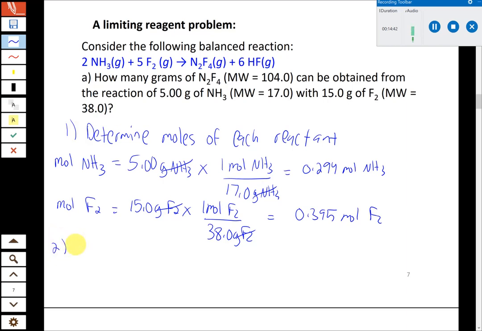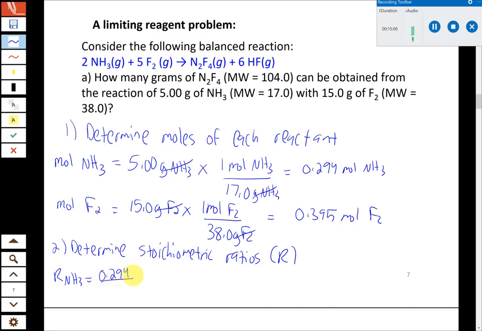All right? So once we have moles, we can easily determine the stoichiometric ratio, as I abbreviated it, R before, by dividing by the coefficient for each of those reactants. So the ratio for NH3 is the number of moles that we have, 0.294, divided by the coefficient in the balanced equation. The coefficient in front of NH3 is 2 in the balanced equation up here. So we're going to divide that number by 2 to get an R of 0.147.